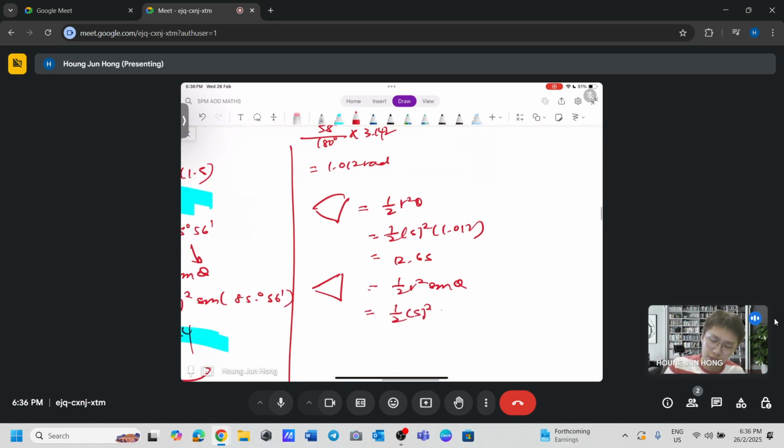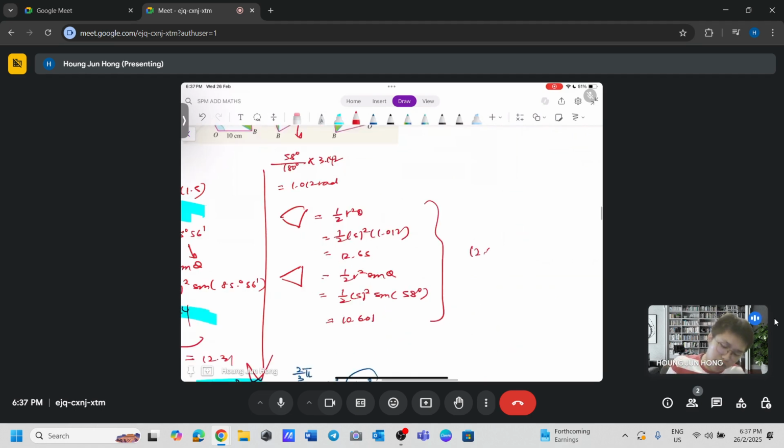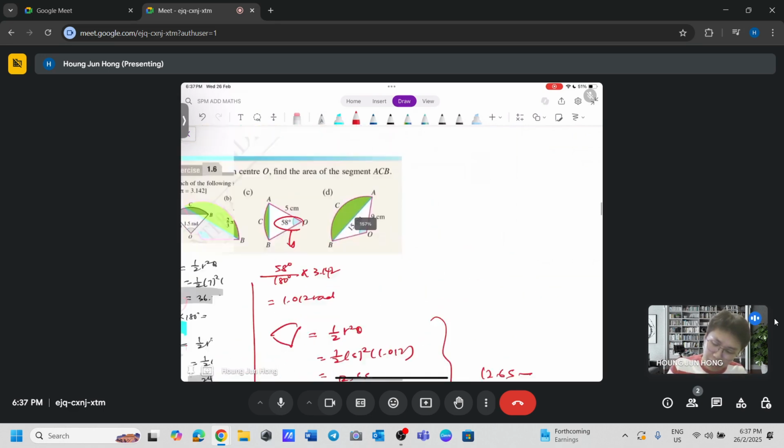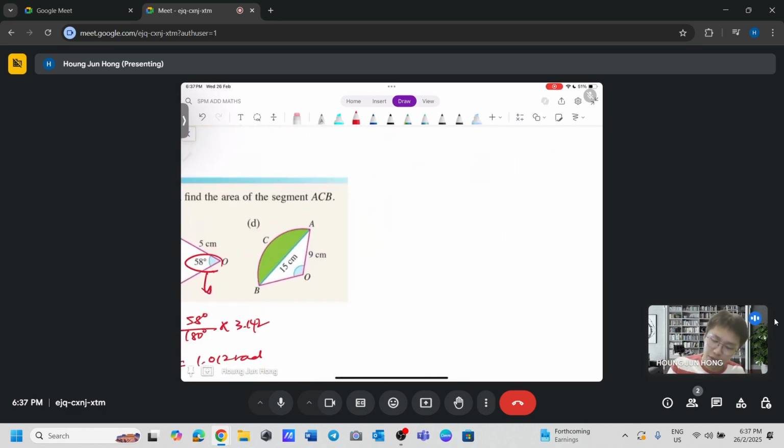So half r squared sine, again degree already given, 58. So just do 58. And then finally, put everything together, 10.601, and just minus them. So this one minus this one, you get 2.059 cm squared. Okay, that's it. Last question. This one, now it's a bit difficult because you have to find the angle first.